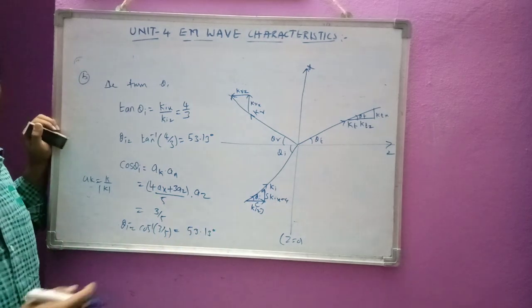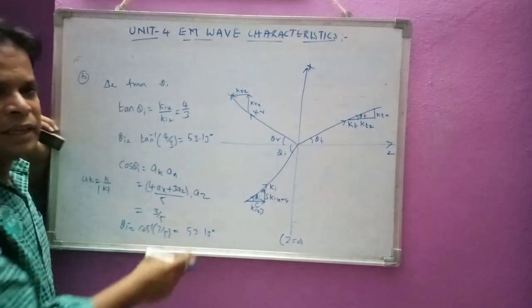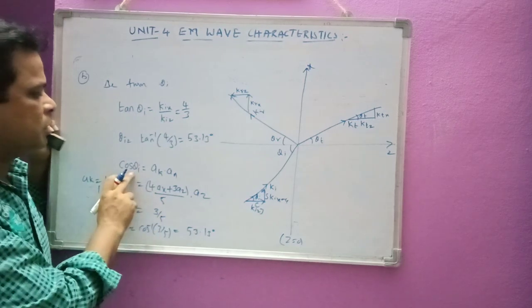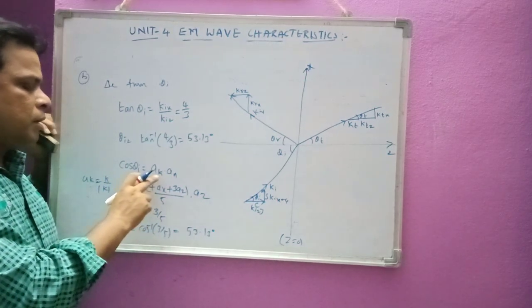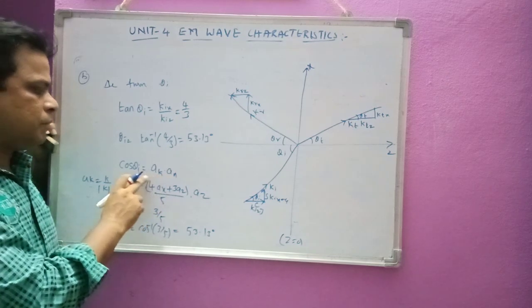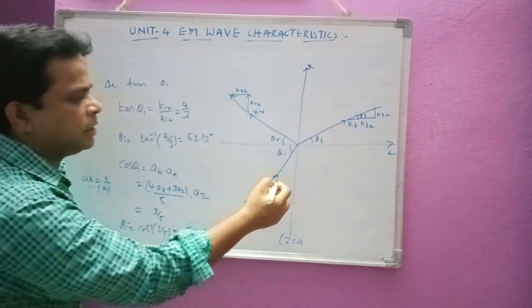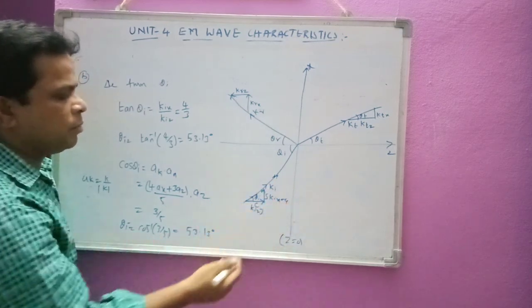These two answers are the same. You can get the same answer either by taking tan theta i or by taking cos theta i, which is the dot product of two vectors: ak, the unit vector in the propagation direction, and the normal vector.